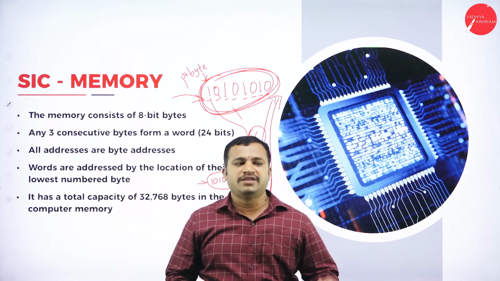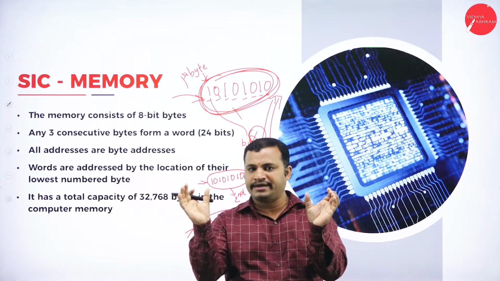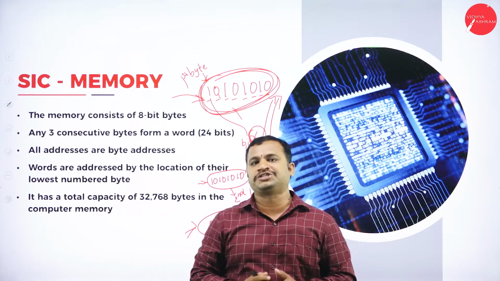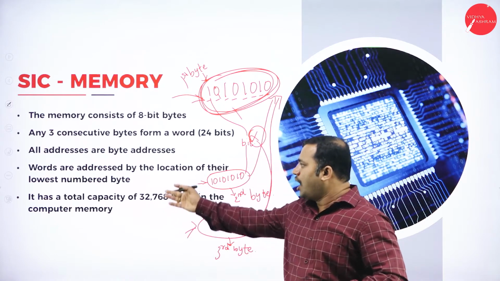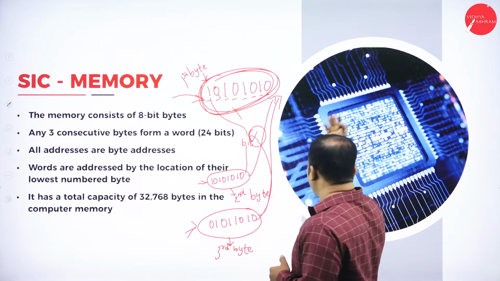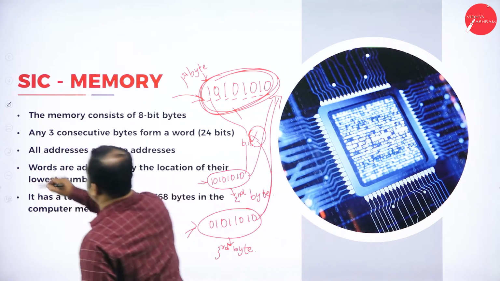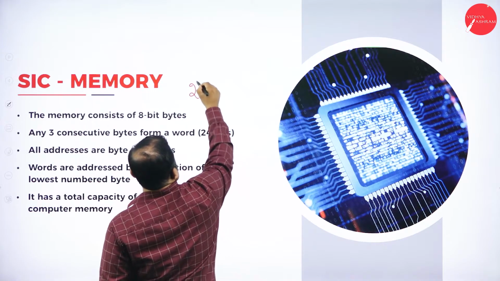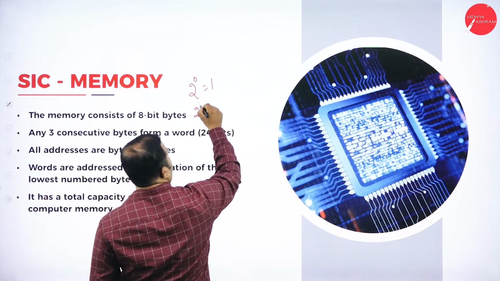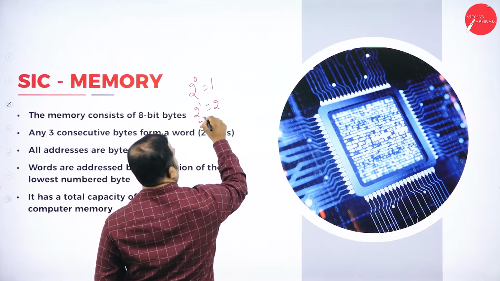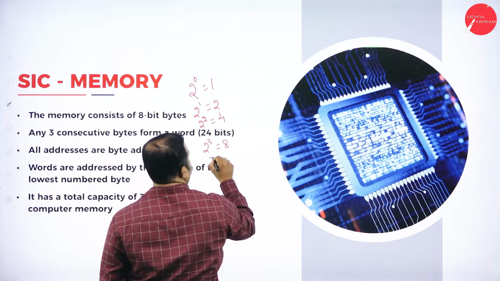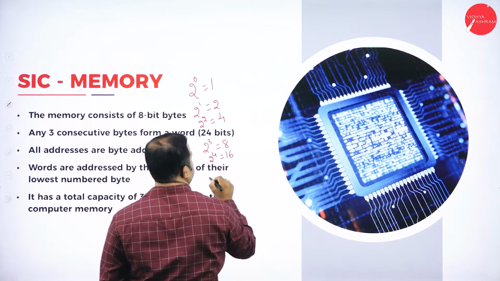Suppose I have the first byte, second byte, third byte, I will number this entire word based upon the first byte information. Similarly, how can I say that this is the capacity of the memory? 2 raised to the power of 0 is 1. 2 raised to the power of 1 is 2. 2 raised to the power of 2 is 4. 2 raised to the power of 3 is 8, then 16.